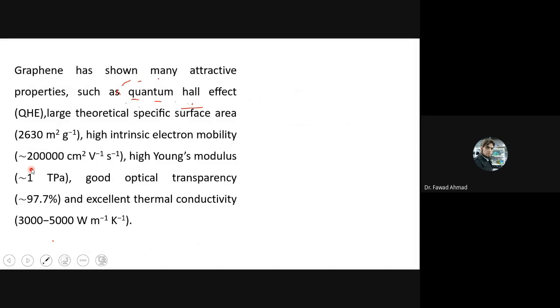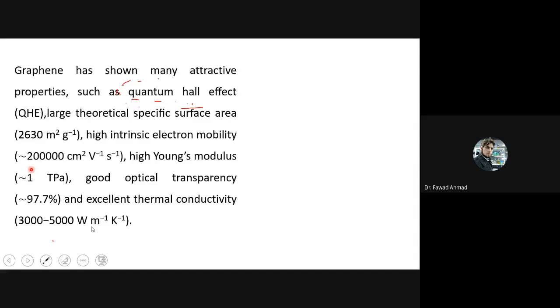Now, the second point over here is that graphene has a theoretical specific surface area of 2630 meters squared per gram, which is the highest, and it has high intrinsic electronic mobility. It has a high Young modulus, almost 1 terapascal. That's also very interesting. The first thing you should keep in mind is what Young modulus is. If you recall your previous knowledge, it is a mechanical property, a measure of the stiffness of any solid.